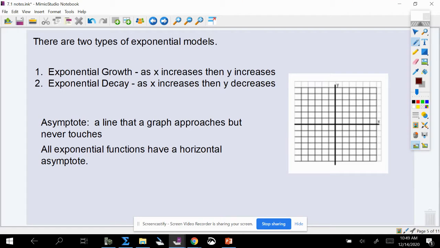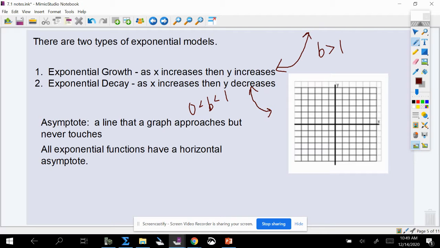Now we're going to get into some of the features and types of models, carrying on from what we did before. Exponential growth, as we've mentioned, is anything where your graph is going up. Your B value, your growth factor, is going to be bigger than 1. And exponential decay is a graph that is dropping, and your B value is going to be between 0 and 1. A lot of times you'll have decimals like 0.3 or a fraction like 1/2 or 2/3.